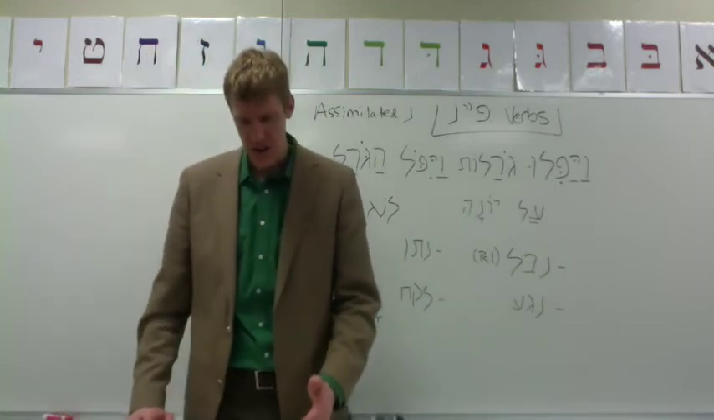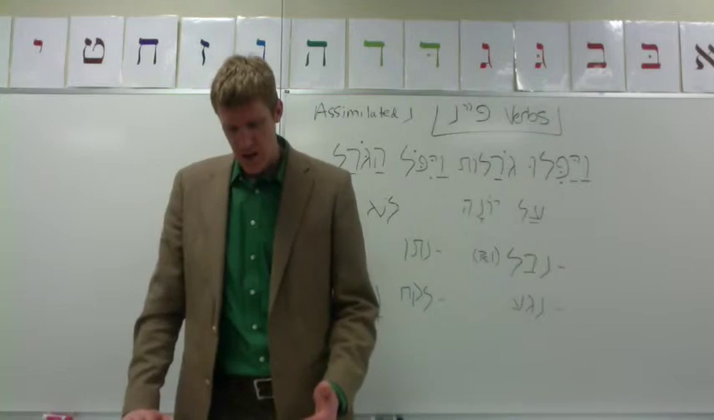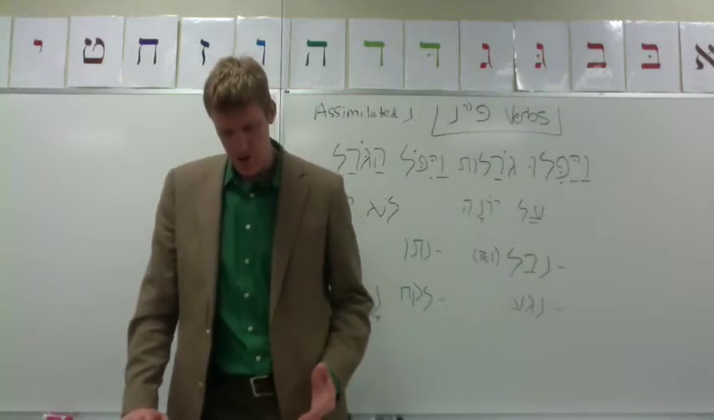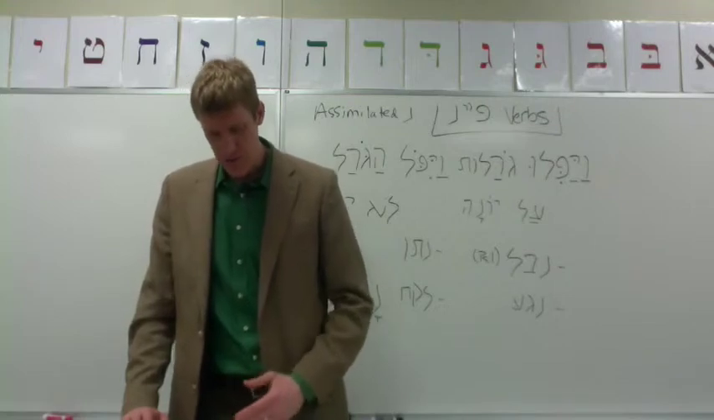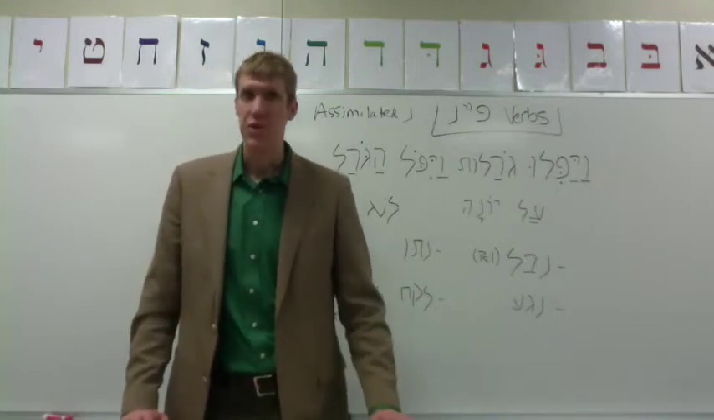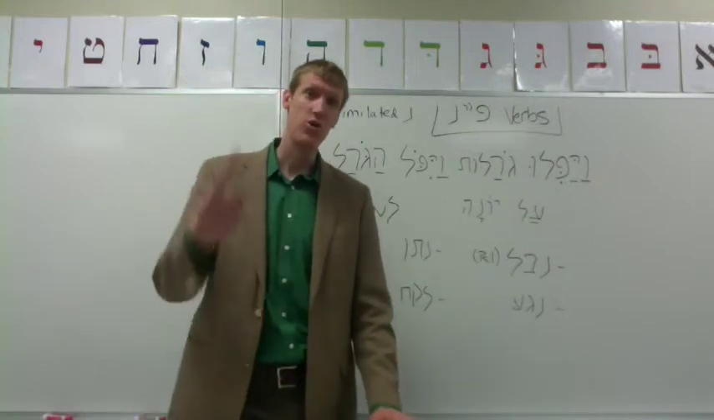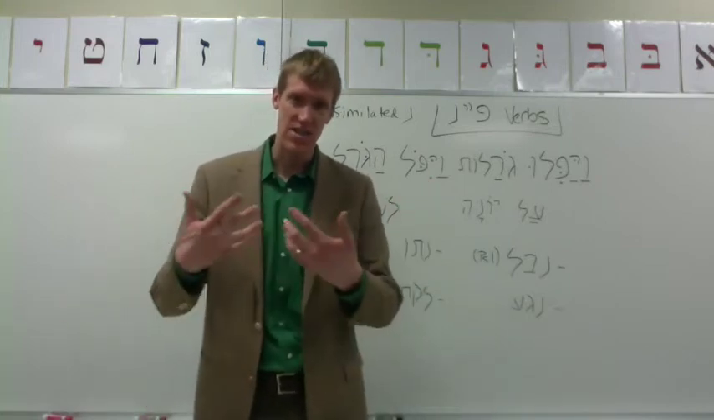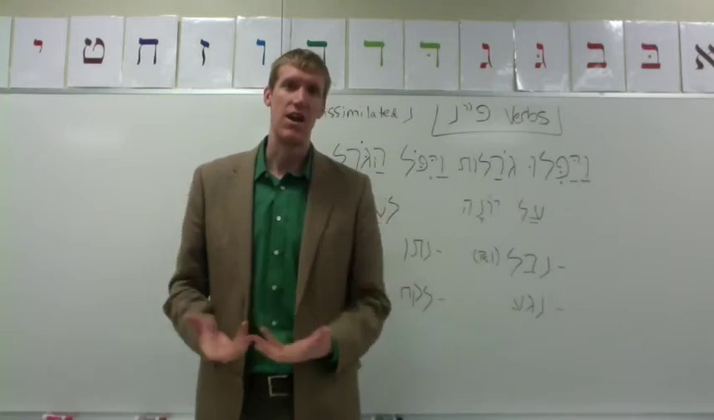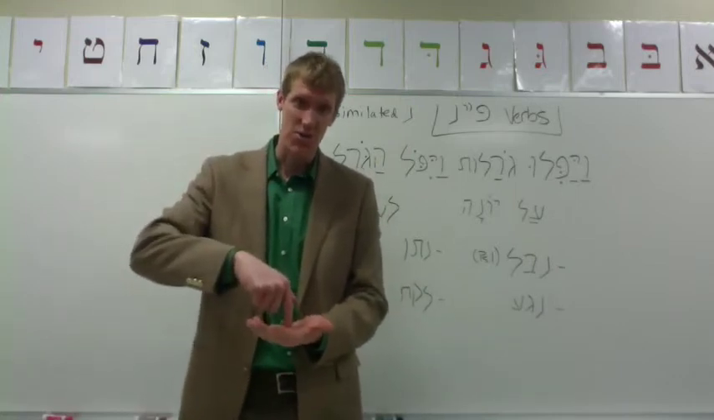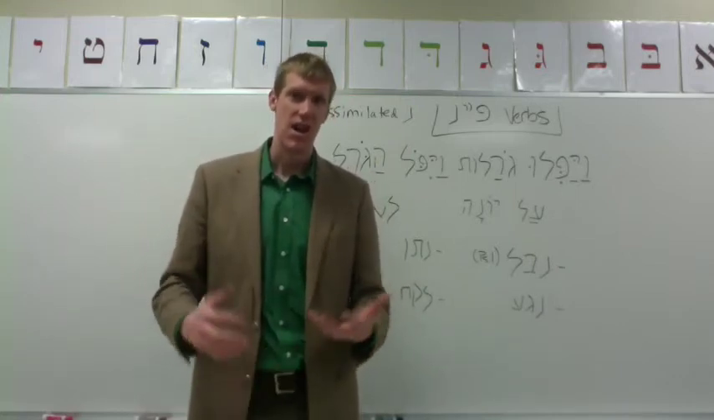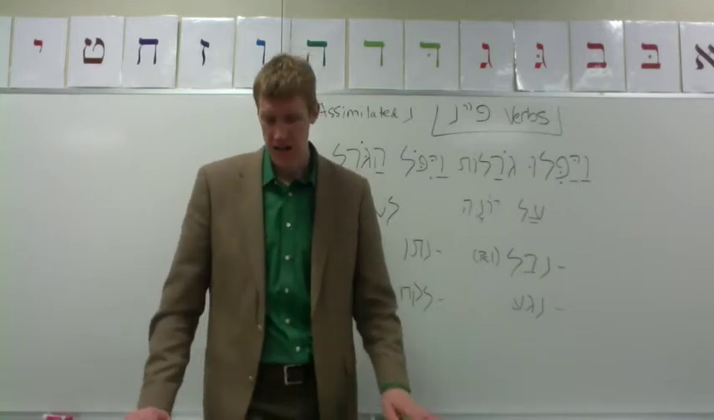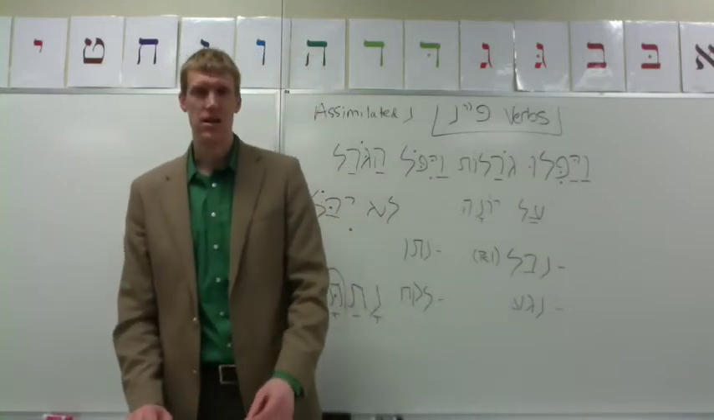Okay, and then you can see that in the imperfect forms, the nun disappears in all of them except for the nifal, because there are two nuns on the beginning in the nifal. So now they coalesce together, and the one assimilates into the other, doubling it, and so it's strong enough to remain. But that only happens in the nifal.